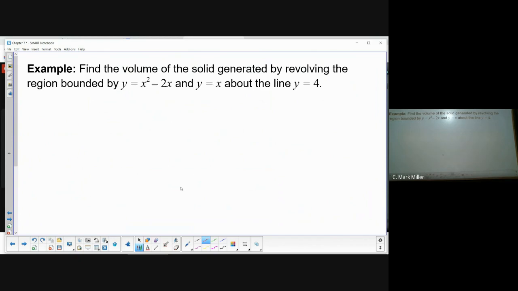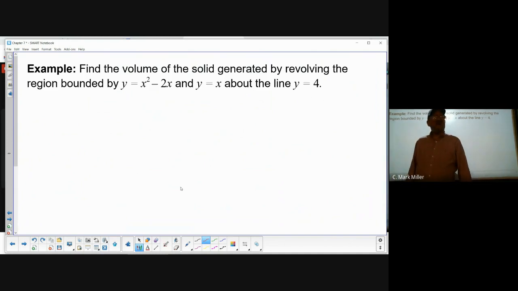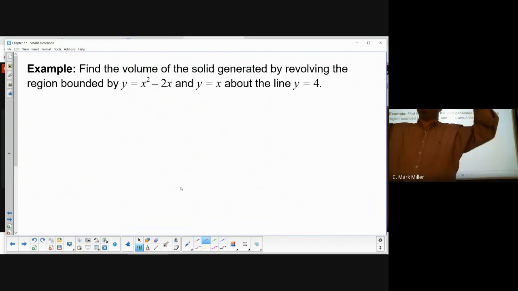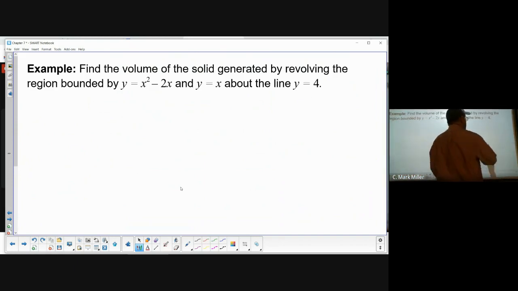Find the volume of the solid generated by revolving the region bounded by these two things, revolved about the line y equals 4. What's that about? It's not revolved around an axis. It's like up first. Yeah, it's up. Yeah, exactly.